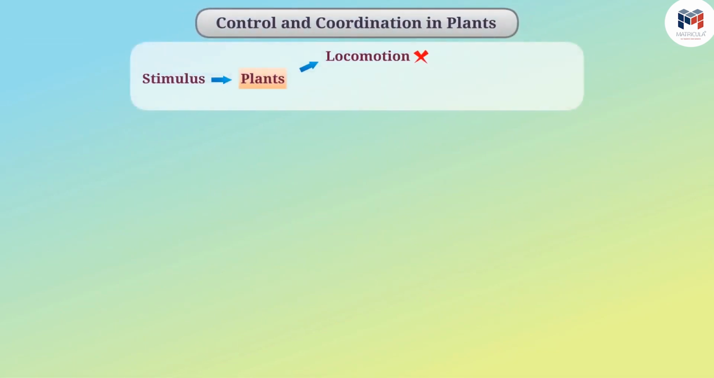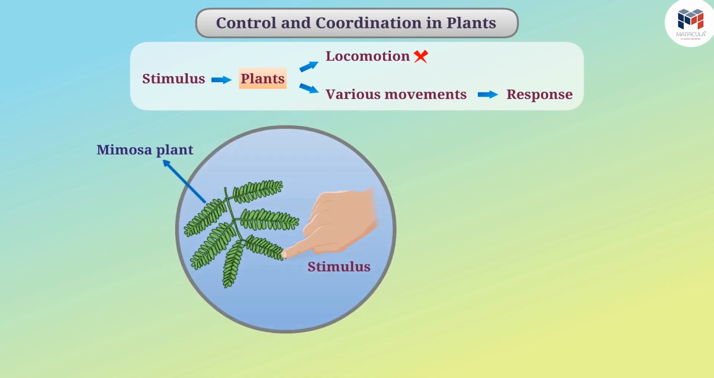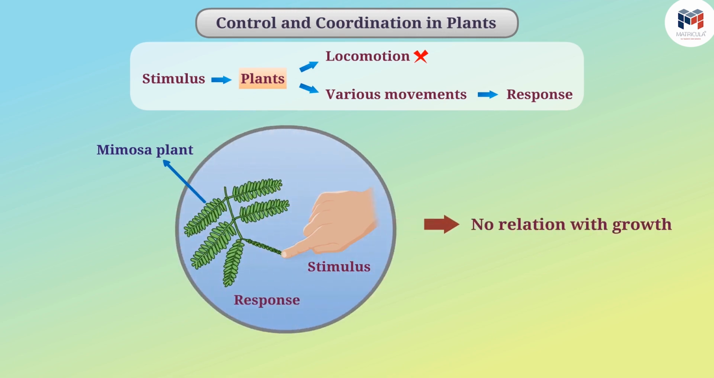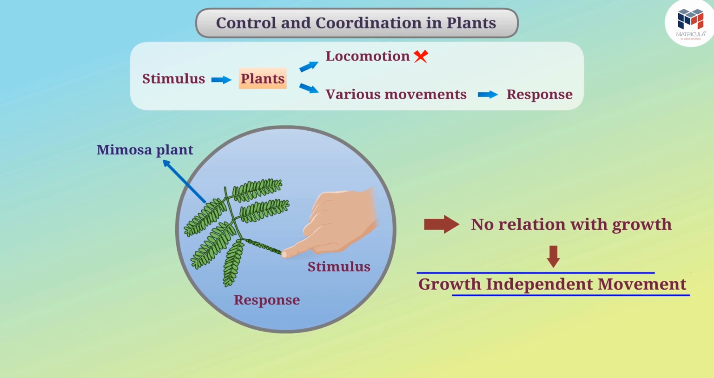Plants can't change their place as animals do. However, they perform various movements in order to give a response. If we touch the mimosa plant, then the leaves of the plant begin to fold up and droop. This kind of movement has no relation with growth. If the movement performed to give a response does not involve growth, then such kind of movement is called growth-independent movement. Let's understand the growth-independent movement in the mimosa plant.